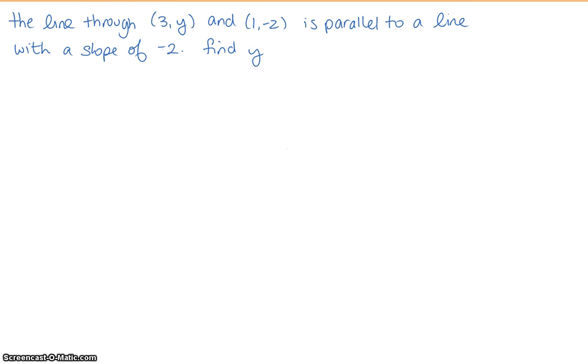Once you've mastered identifying whether they are parallel or perpendicular, now we're going to start looking at some algebraic problems where we actually have to solve for a missing variable. So in this particular case, we have 2 points, one that goes through 3 and y, and one that goes through 1 and negative 2. And we're told that it is parallel to the line. Parallel means it has the same slope. So if we have a slope of negative 2, we don't have to change anything in this case.